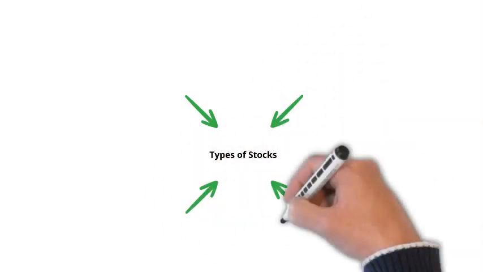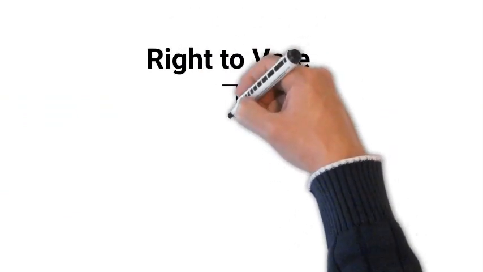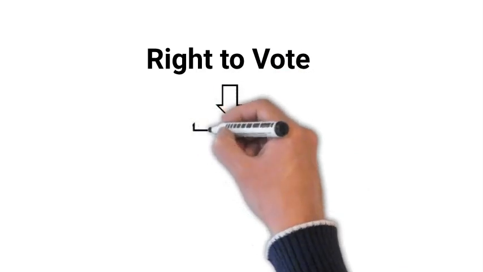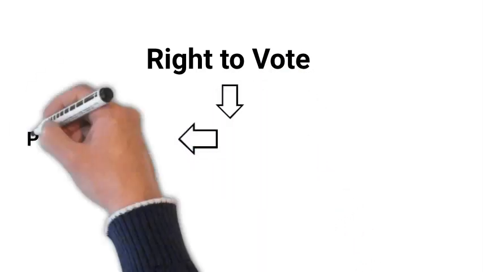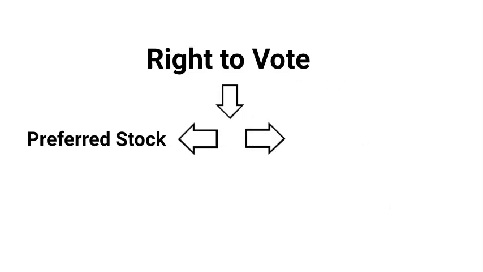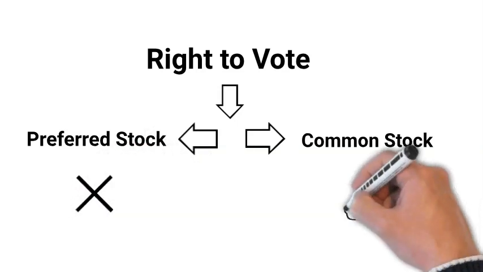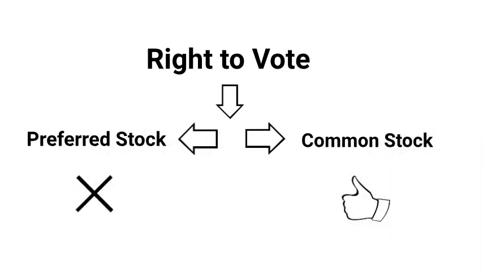Now that we know what a stock is, let's learn about the various types of stock and the basis on which they are classified. Stocks are divided into two categories based on their right to vote. They are namely preferred stock and common stock. Preferred stock usually comes without voting rights. Common stockholders have the right to vote for the board of directors. The board of directors oversees the managerial decisions of the company.